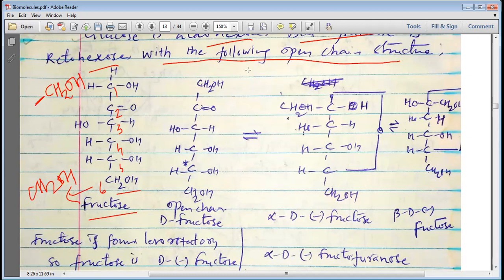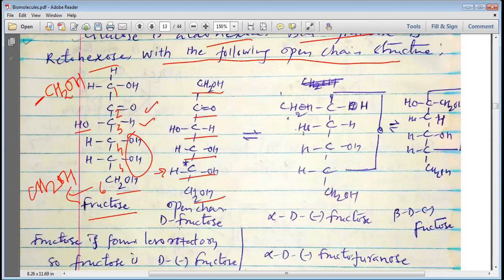On the second carbon we have a carbonyl group. On the third carbon, OH is on the left-hand side and H is on the right side. But on both the fourth and fifth carbon we have OH on the right side. So we can easily understand the open chain structure as first CH2OH, then C=O, then HOH, then HOH, HOH, and CH2OH. In the same way, this is the fifth carbon, which is chiral.